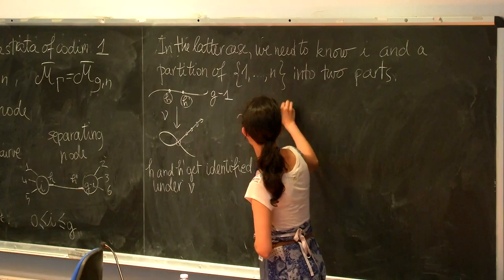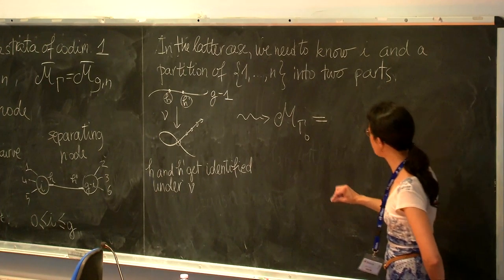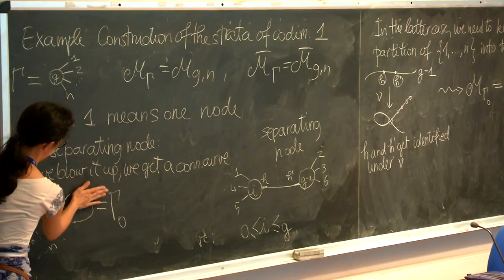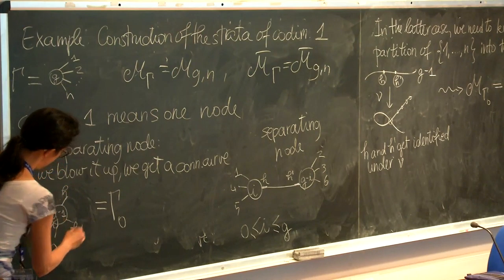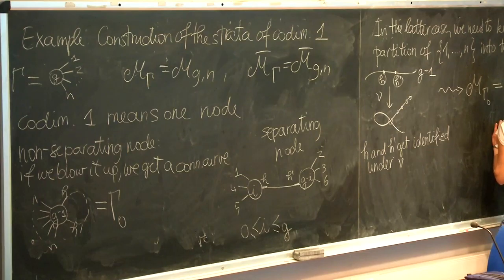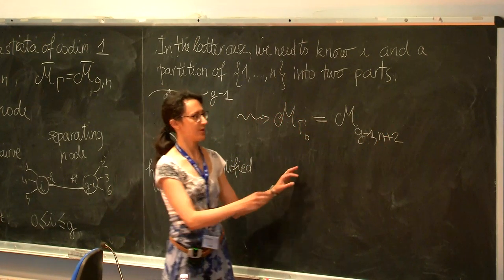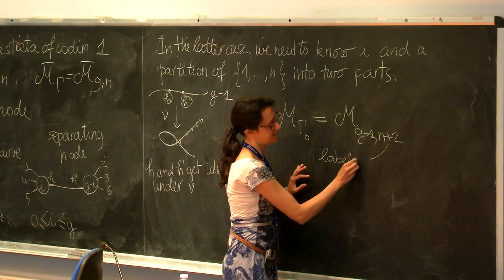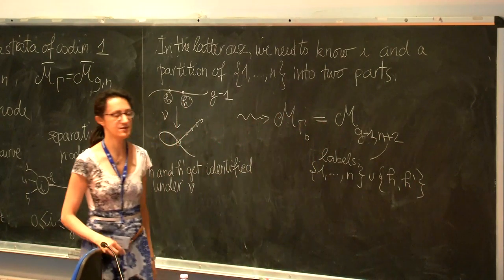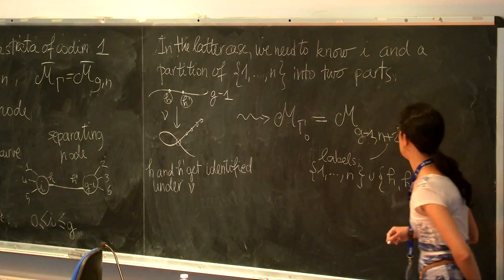So this means that if we look at the open stratum, so the non-compactified one, what we need is to take all information that is coming from this graph. If we simply delete the edge, and we have a set of leaves 1 to n and the two half edges, this is isomorphic to M g minus 1, n plus 2. Here we want to have as labels 1 to n, and then two identifications for the half edges, which in the general situation are not allowed to coincide with the marked points because of the way a stable curve is defined.